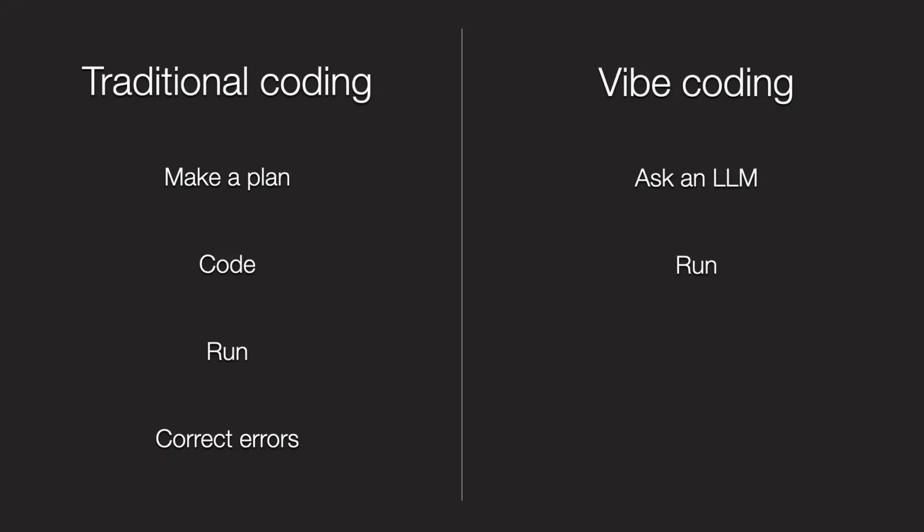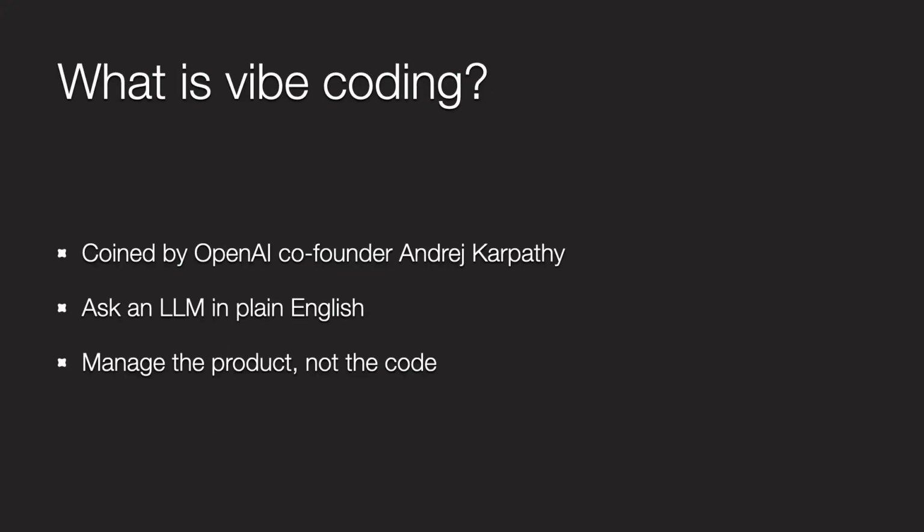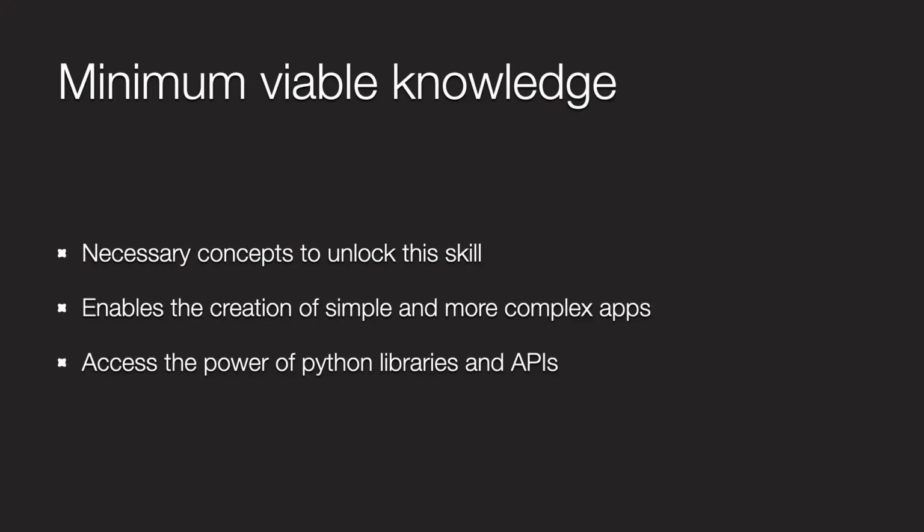So, where does vibe coding come from? It was coined by the co-founder of OpenAI, Andrej Karpathy. And basically, it's all about asking an LLM in plain English and managing the product and not the code. But to be able to do that, you need minimum viable knowledge. It's the necessary concepts to unlock this skill. It will enable the creation of simple and even more complex apps. It will help you access the power of Python libraries and APIs.